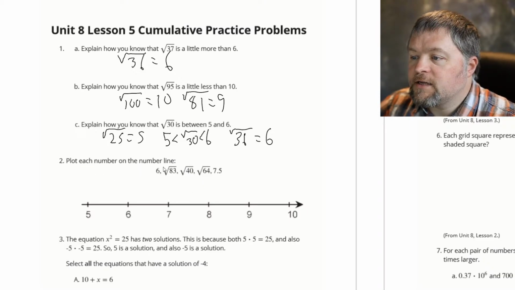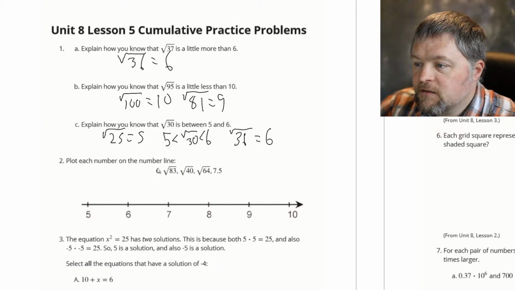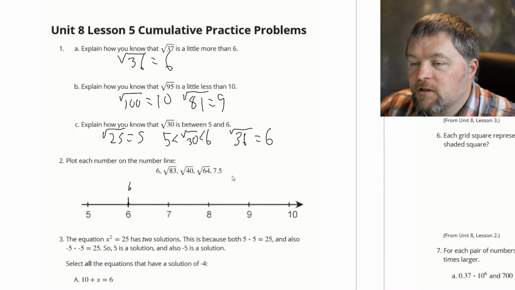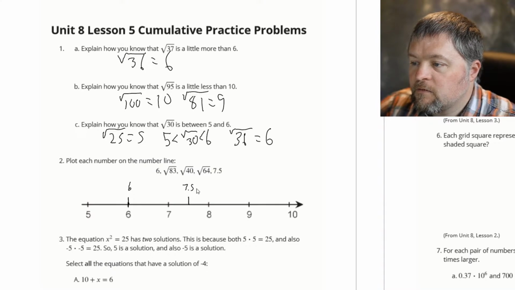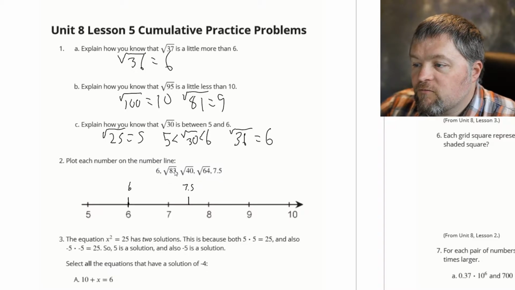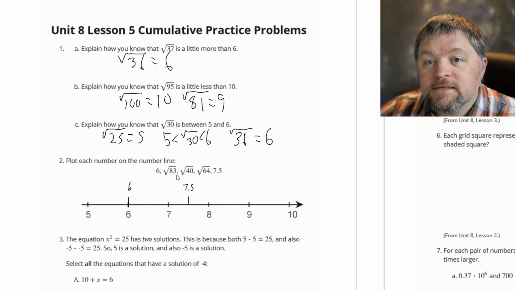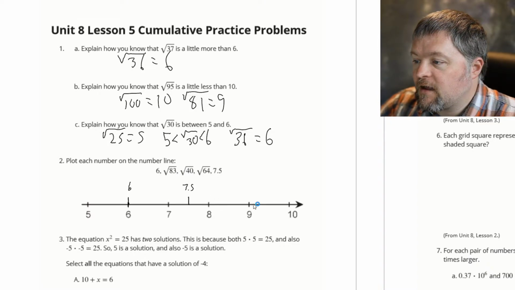For the next one, plot each number on the number line. The first number is 6. That's 6. That one's pretty easy. If we look at this last one, it is 7.5. That's halfway between 7 and 8. Now, the next ones are a little trickier. The square root of 83. Well, the square root of 81 is 9, so the square root of 83 needs to be just a little more than 9.